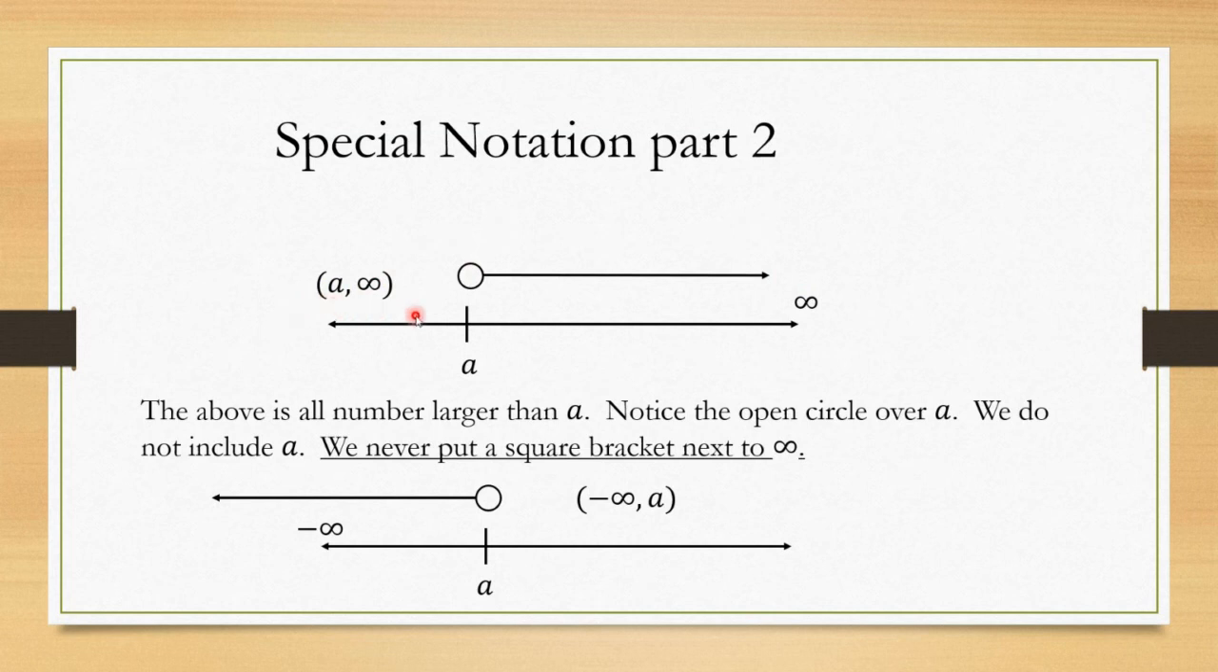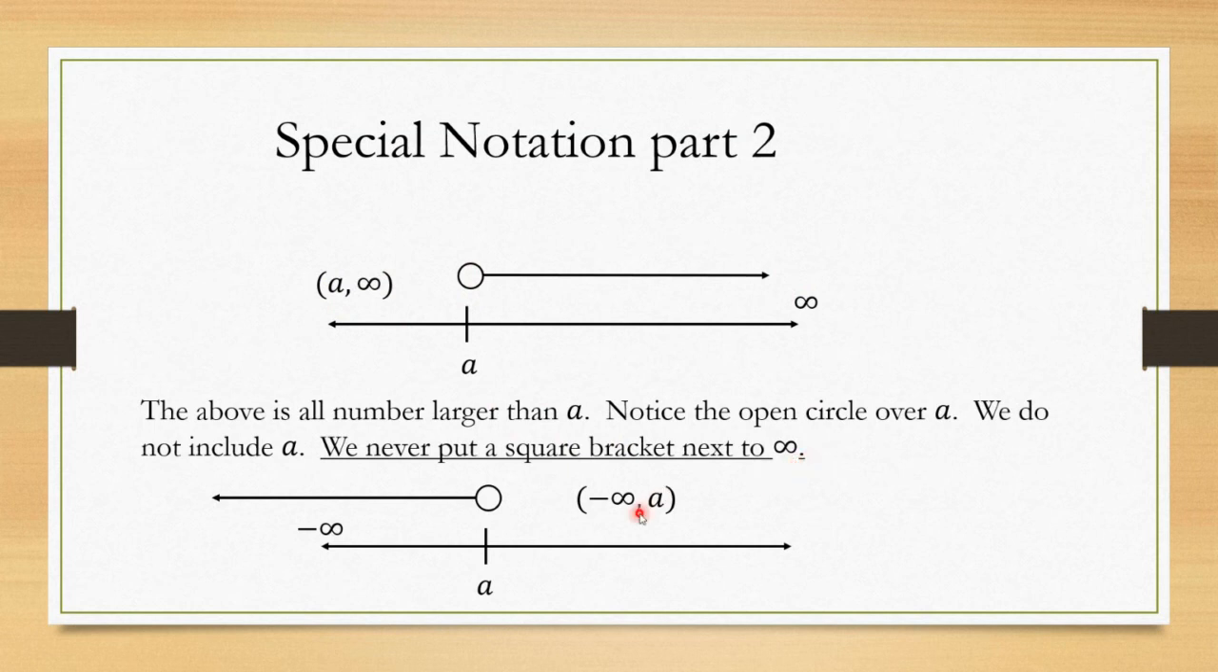So this interval, again, is all numbers bigger than a. Also, I wanted to put this in. We never put a square bracket next to infinity. Next to a you can, but not next to infinity. Why is that? Because infinity is not a number. It's just fancy notation.